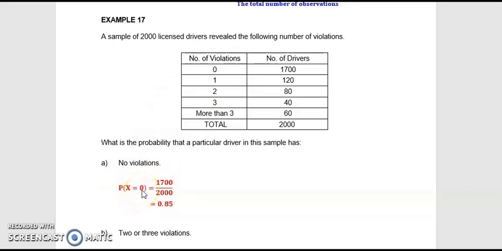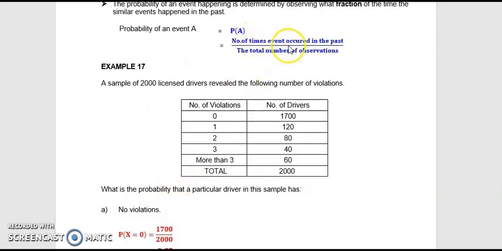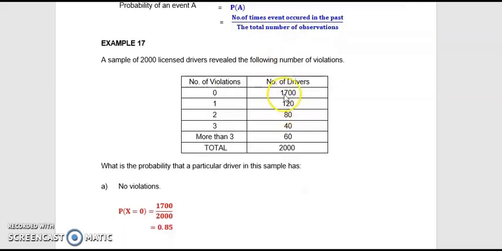So how to find the probability? Number of times the event occurred in the past, the frequency is 1700, divided by total number of observations, which is 2000. So 1700 divided by 2000, we get 0.85. So the probability here is closer to 1, right? So we can conclude that in that particular area, the drivers are all good, because no violations is almost equal to 1.